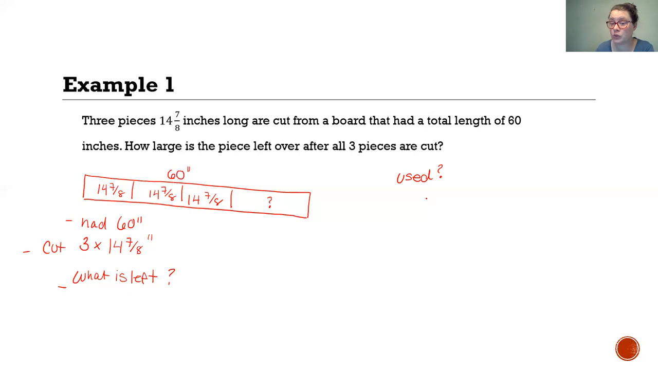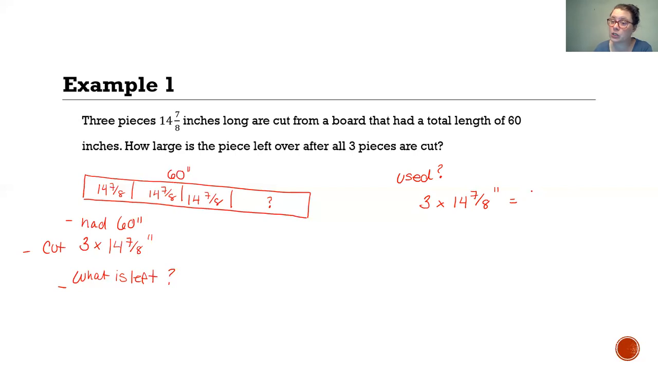Well, I used 3 pieces at 14 and 7/8 inches. It's a multiplication question, 3 pieces all the same. You could have done it with addition. If you would like to do it with addition, you are more than welcome to take that route.